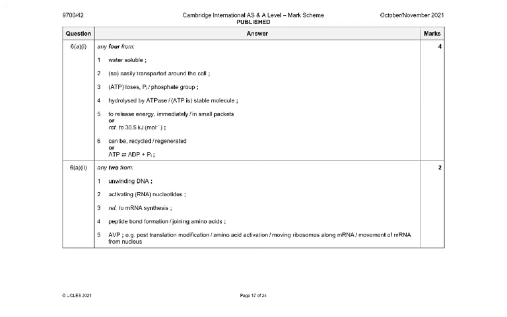Just so that you learn the wordings again. ATP is water soluble, easily transported around the cell. ATP loses the phosphate group, hydrolyzed by ATPase. ATP is a stable molecule, releases energy immediately in small packets, and can be recycled or regenerated.